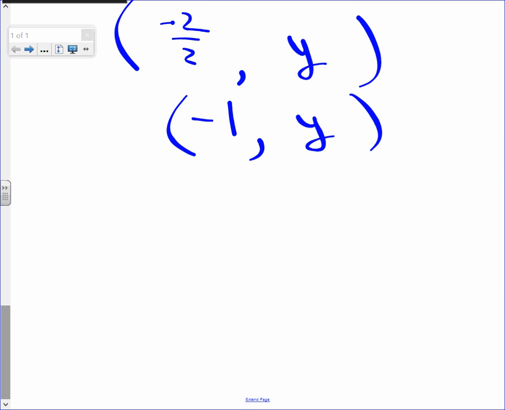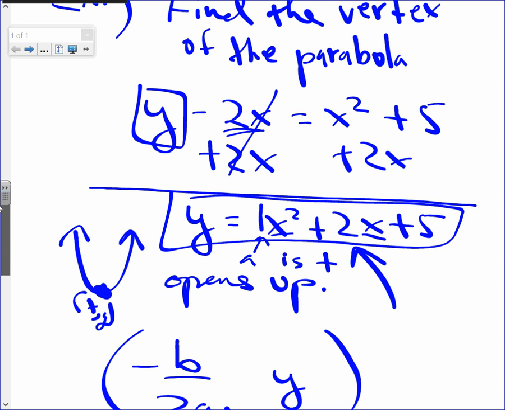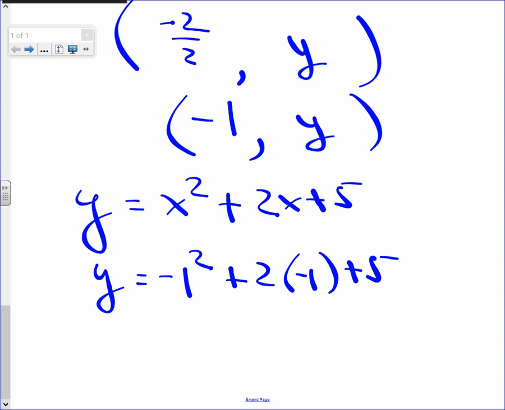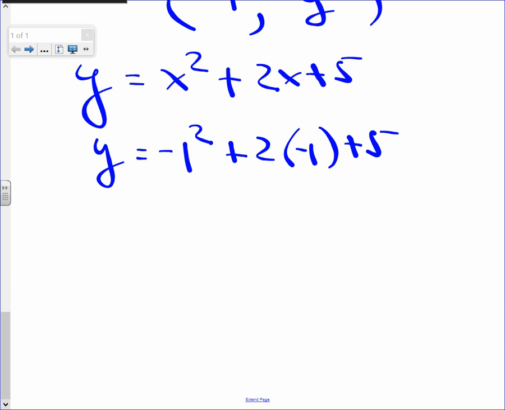Watch this. Let's do it. I'm going to write out my equation. Y is x squared plus 2x plus 5. We got to find the y coordinate now of the vertex. Well, we found the x coordinate. We can't get all happy, though, yet. We have to find the y coordinate also. Wherever I see x is negative 1. Let's do this. Y is negative 1 squared plus 2 times negative 1 plus 5.